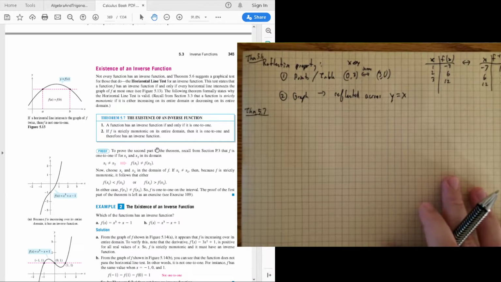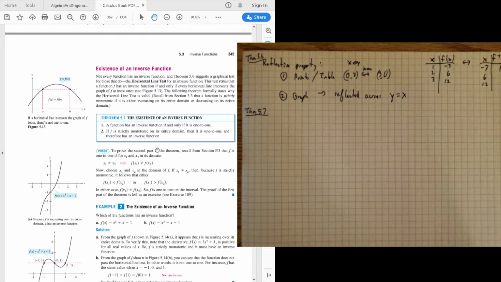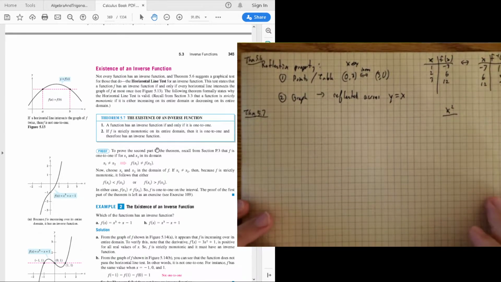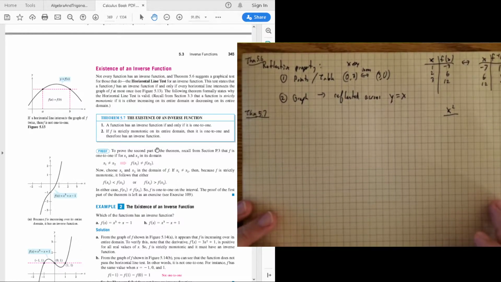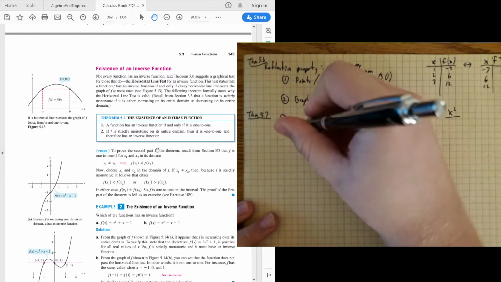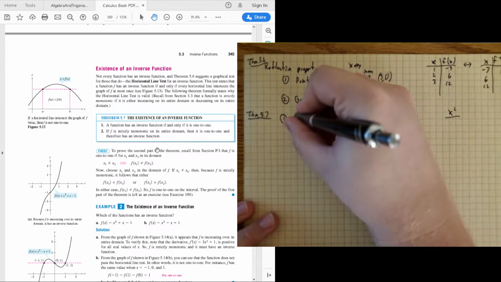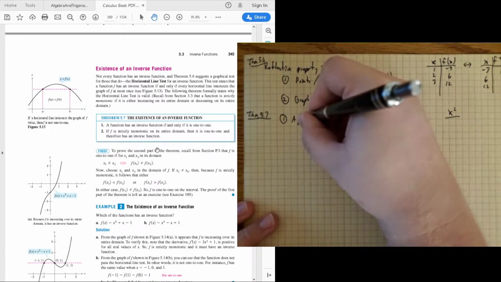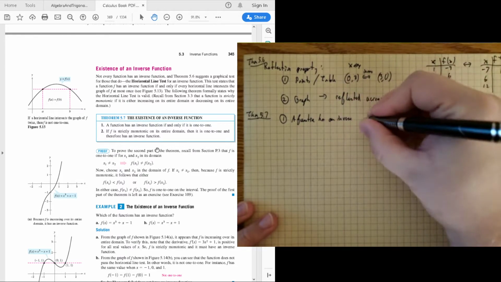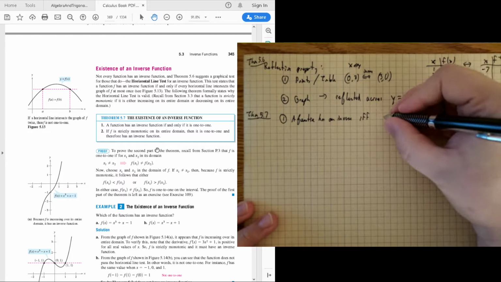There are things that must be true if we wish for it to be a function. Every function has an inverse, but not every function has an inverse function. Okay? And an easy example of this is going to be x squared. We'll talk about that here in a moment, because x squared is unique for a couple different reasons. But for now, let's go ahead and talk about Theorem 5.7. Theorem 5.7 states two pieces. One, a function has an inverse if and only if it is one-to-one.